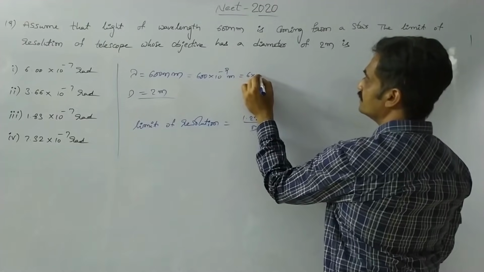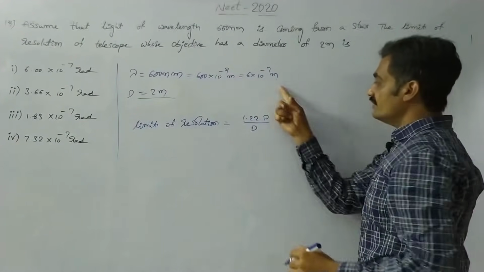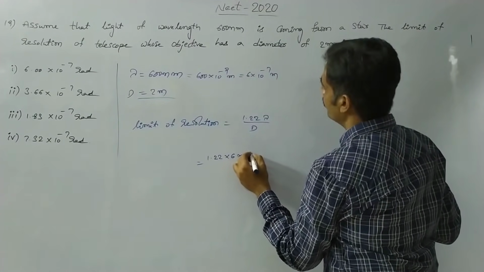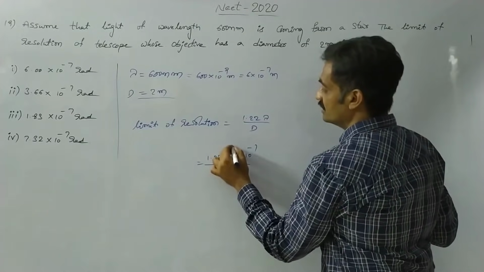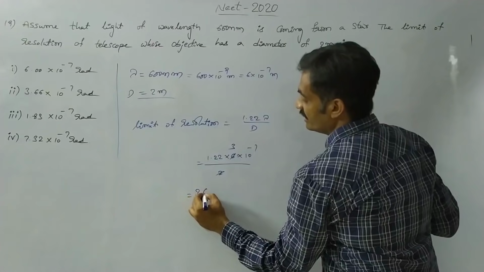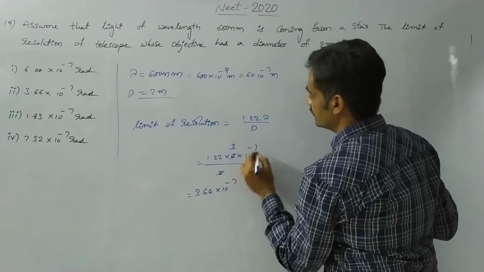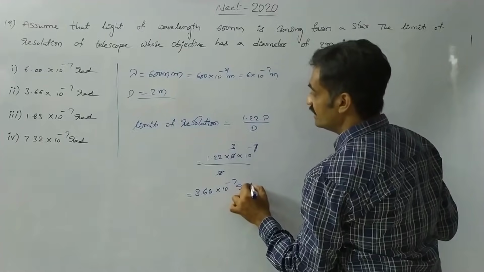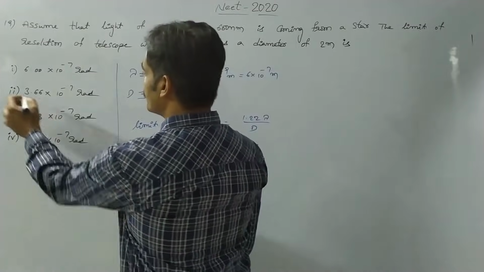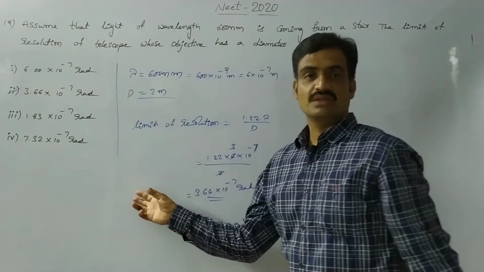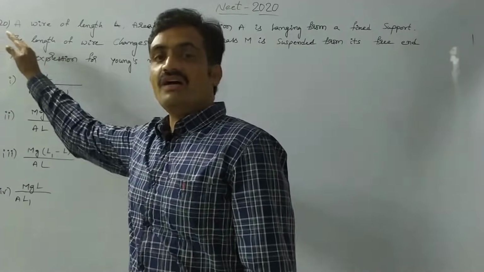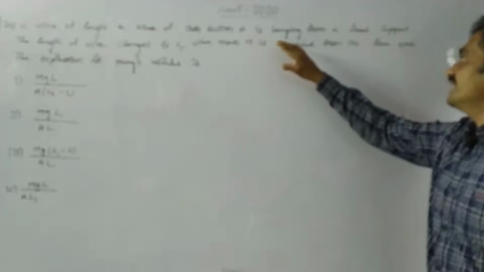We can also write it as 6 into 10 to the power of minus 7 meter. So if we substitute this value, here we have 1.22 into 6 into 10 to the power of minus 7 by 2. So here 2 3s are 6. 1.22 into 3 is nothing but 3.66 into 10 to the power of minus 7 radian. So it represents the limit of resolution of the telescope. Take a screenshot. So the option will be 2.